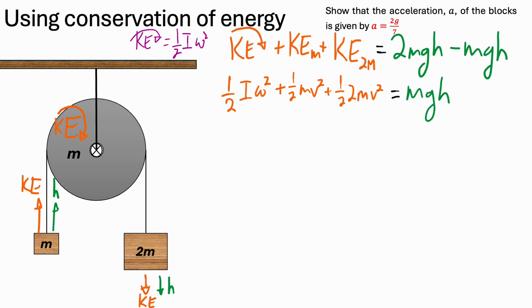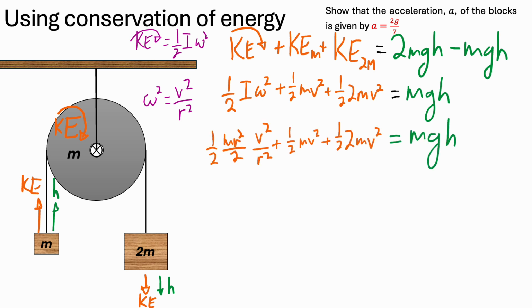So what we can do is multiply everything by 2 and realize that v equals omega times r, so omega squared equals v squared over r squared. That gives us a nice substitution. What you see in this next expression is that we've substituted in for the moment of inertia and for omega squared, and now we get rid of the r squareds and multiply both sides by 2.